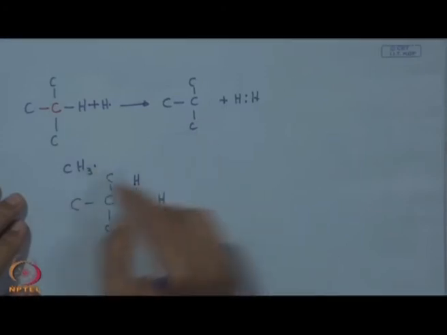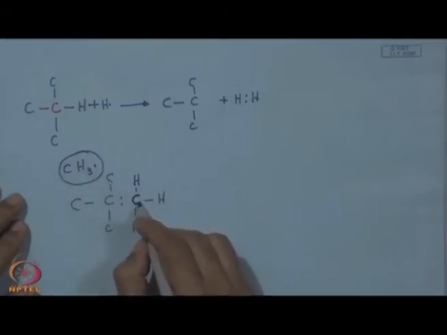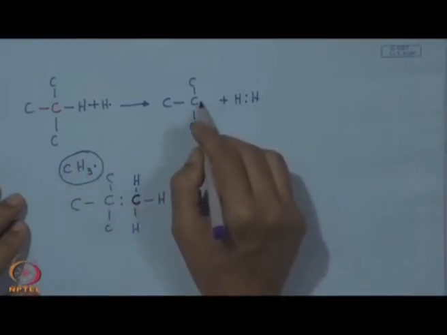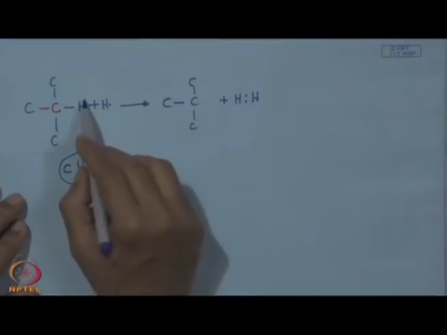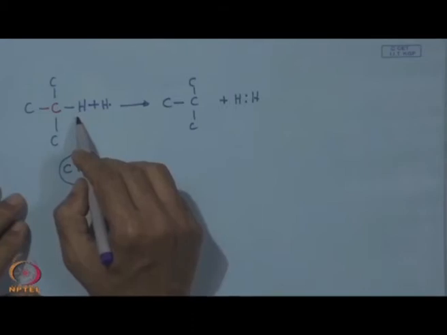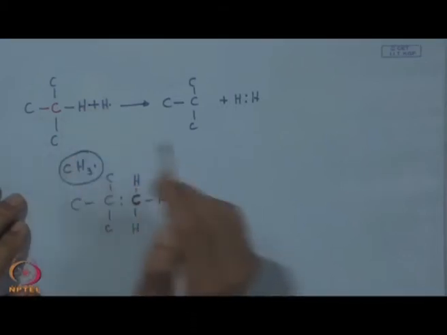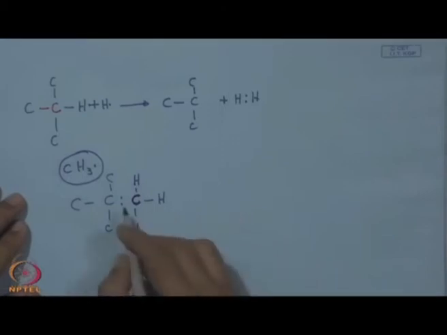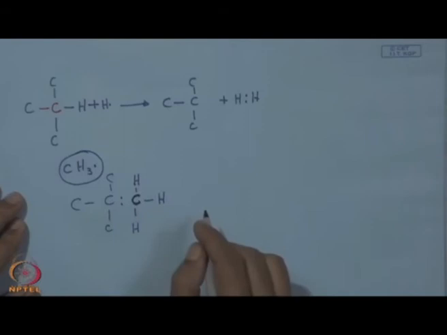So, the carbon from the methyl radical is occupying this position, which is left vacant because of the stripping of this hydrogen, which forms a dangling bond at the top, and this is removed by this atomic hydrogen. So, what we see now, and this process will keep on going, it will keep on repeating.